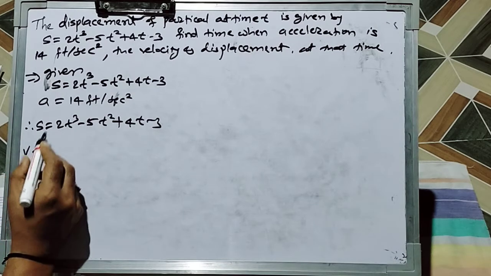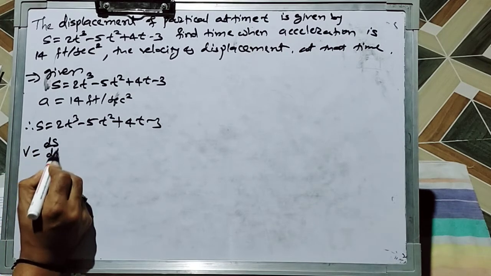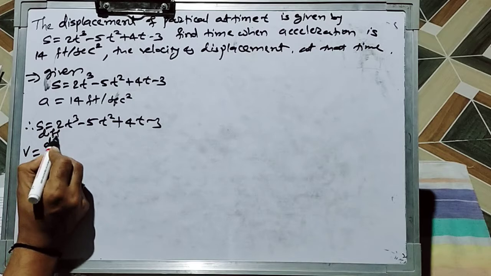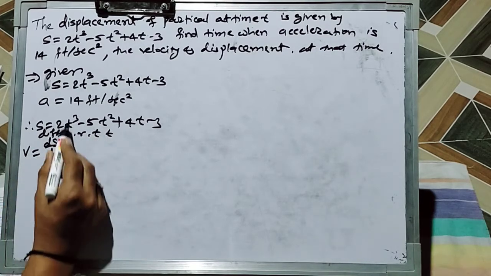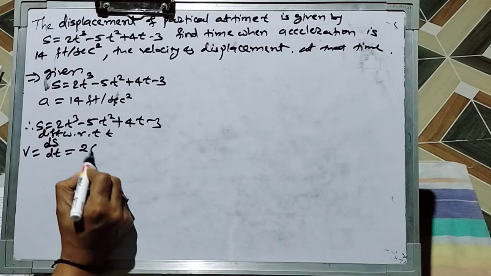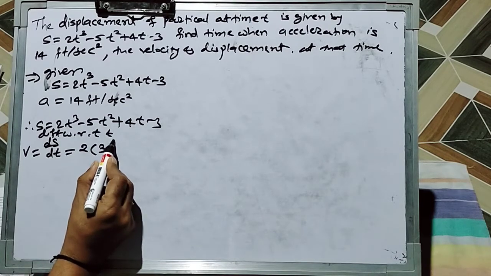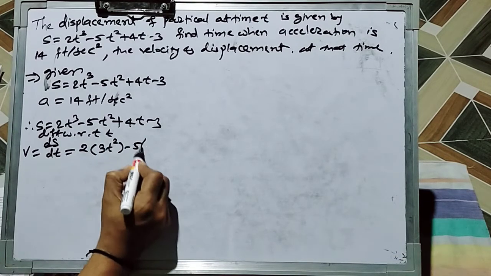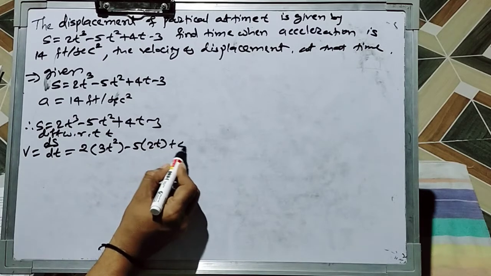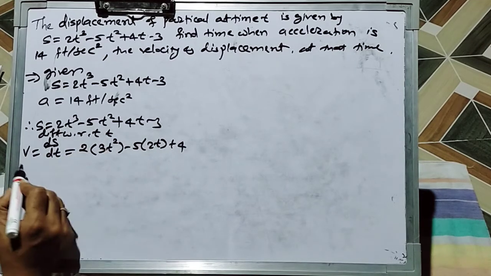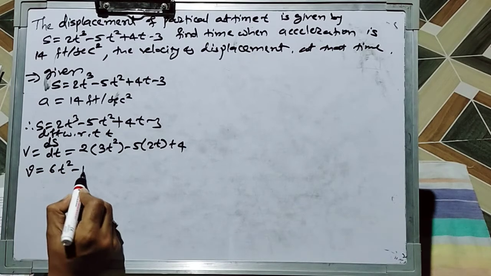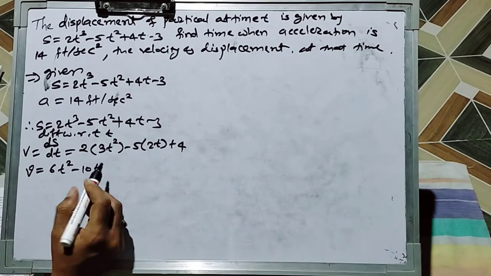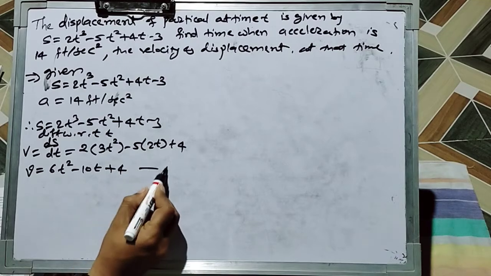So velocity is equal to the derivative ds by dt. Differentiating with respect to t, ds by dt equals 2 into 3t squared minus 5 into 2t plus 4, and the derivative of 3 is 0. So velocity equals 6t squared minus 10t plus 4. Call this equation 1.